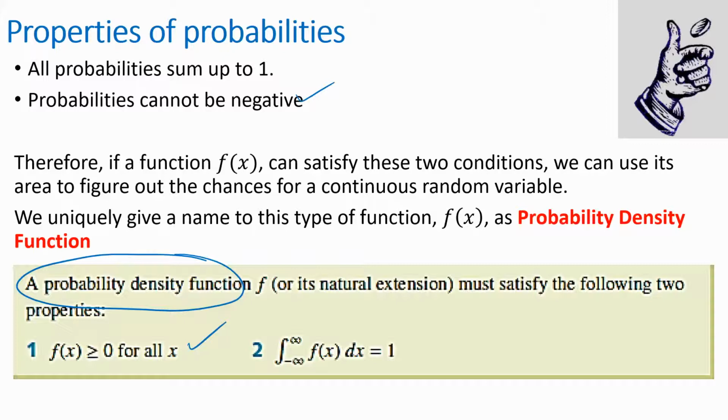just means this graph can model a probability situation. That's all you need to know. That's the first step. You can't do continuous probability until this is satisfied. You can't model a situation until it makes sense.